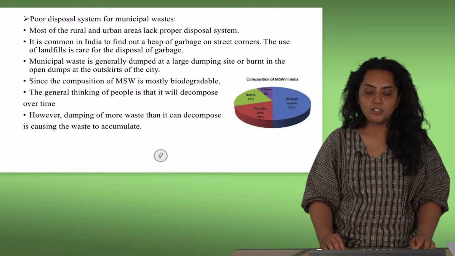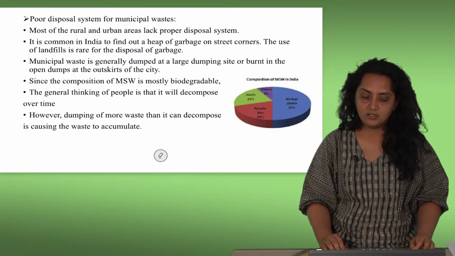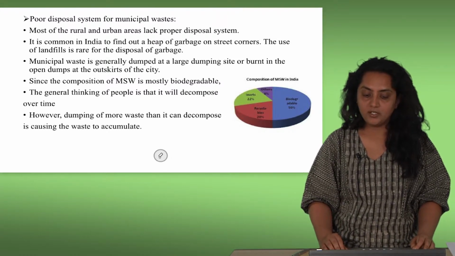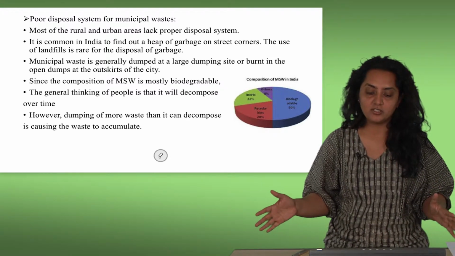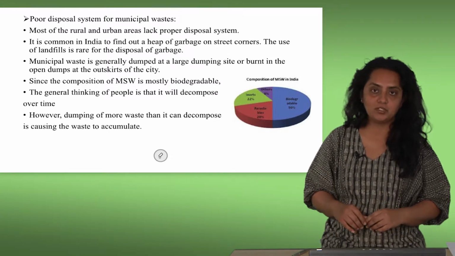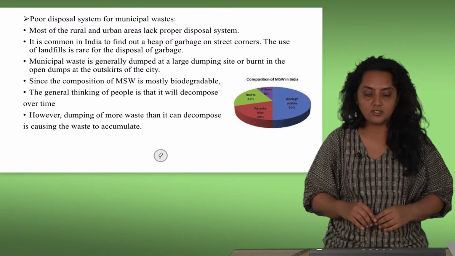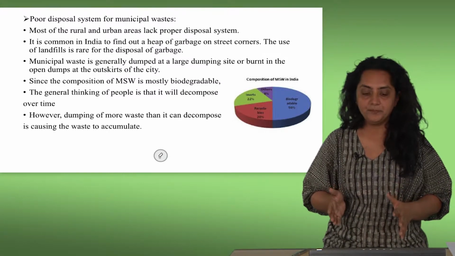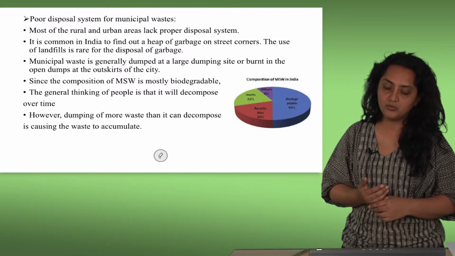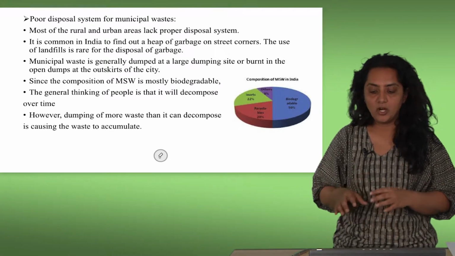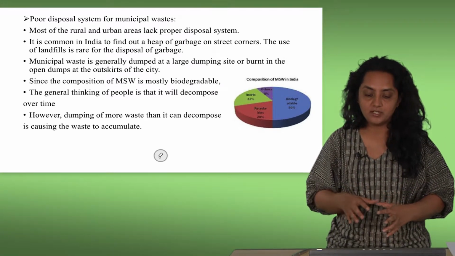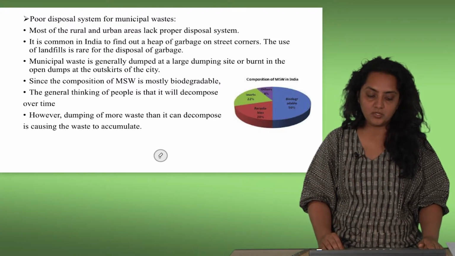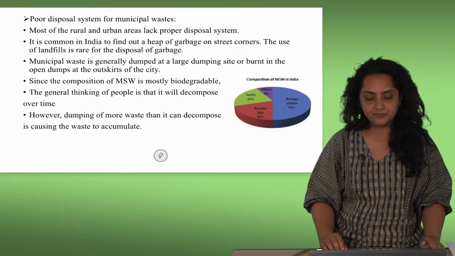The next reason is the poor disposal system for municipal wastes. Most of the rural and urban areas lack a proper disposal system. It is common in India to find a heap of garbage on street corners. The use of landfills is rare for the disposal of garbage. Municipal waste is generally dumped at a large dumping site or burnt in open dumps at the outskirts of the city. Since the composition of MSW, which is municipal solid waste, is mostly biodegradable, the general thinking of people is that it will decompose over time. However, dumping of more waste than it can decompose is causing the waste to accumulate.